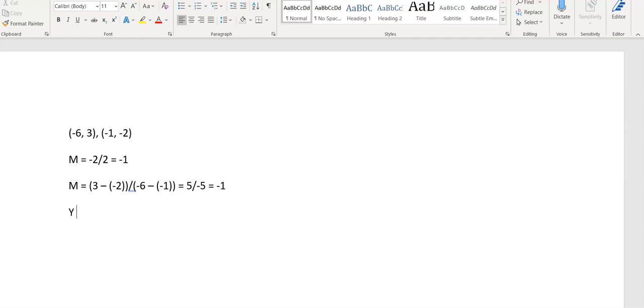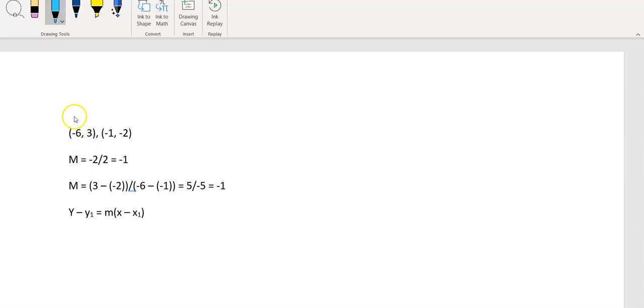All right, so now I'm going to use my point slope equation to find the equation of the line. So we've got y minus y1 equals m times x minus x1. And I'm going to go ahead and use my draw feature here. I'm going to let this one be my x1, y1.